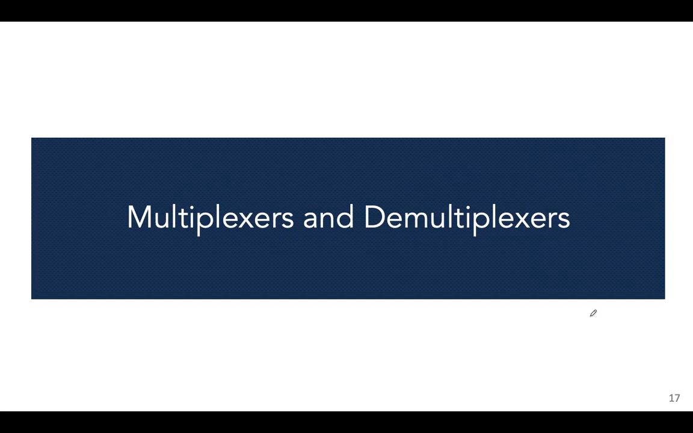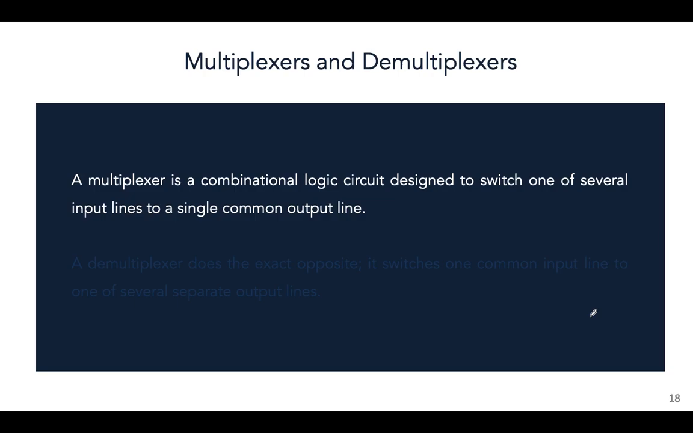All right, now let's talk about multiplexers and demultiplexers. A multiplexer is a combinational logic circuit designed to switch one of several input lines to a single common output line. So you have a circuit with multiple inputs, and what a multiplexer does is pick one of those inputs and pass it as the output. Out of the several available inputs, one input is chosen and transmitted through the multiplexer as the output. All other inputs are halted.